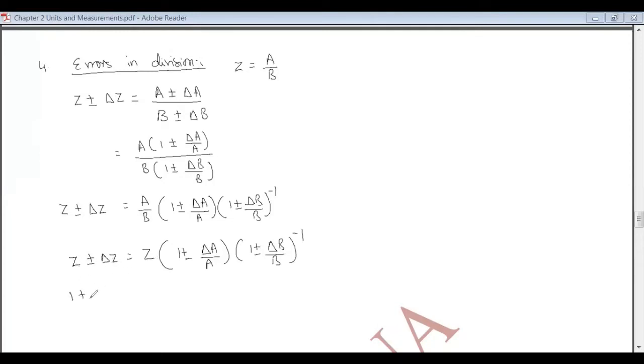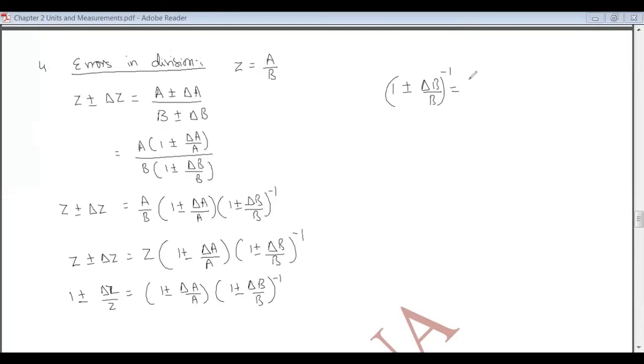On the left hand side, when we divide it by Z, we get 1 plus minus delta Z upon Z. Whereas on the right hand side, when we divide it by Z, this term will be 1. So what remains? 1 plus minus delta A upon A multiplied by 1 plus minus delta b upon b raised to the power minus 1.